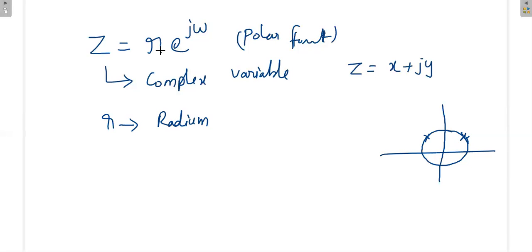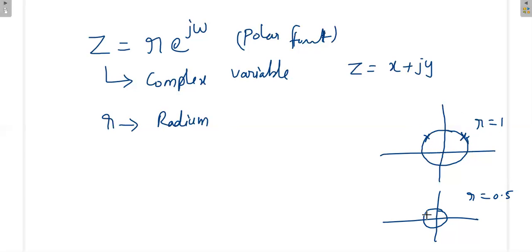But say for example here we have taken r equal to 1. That means at a radius of 1, you can go anywhere on that circle. Suppose your radius is a little bit lesser, say for example if the radius is 0.5, then your circle will be smaller than for r equal to 1. Again, you can go anywhere on that circle. That is the concept of polar format. The same thing we can also represent with the help of x plus jy. You can go anywhere on that circle.